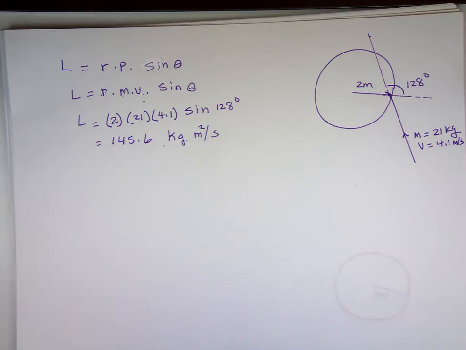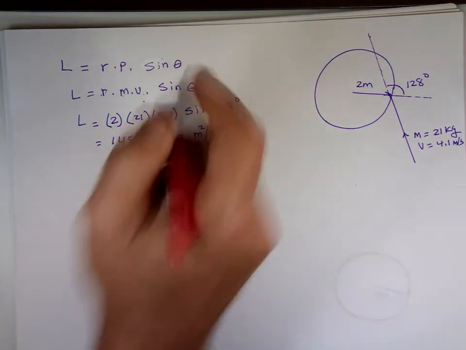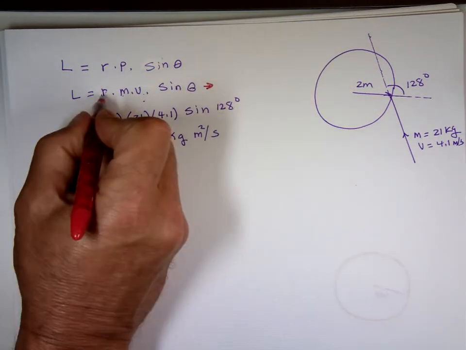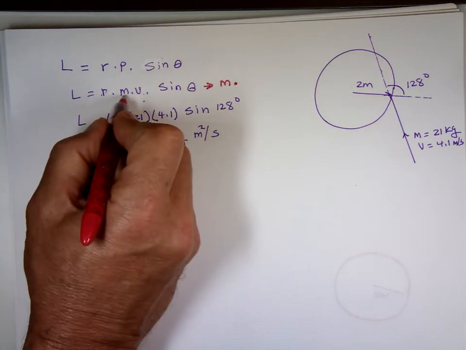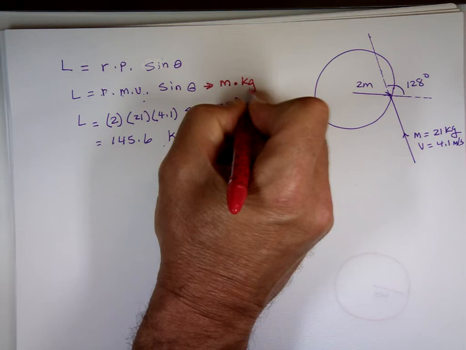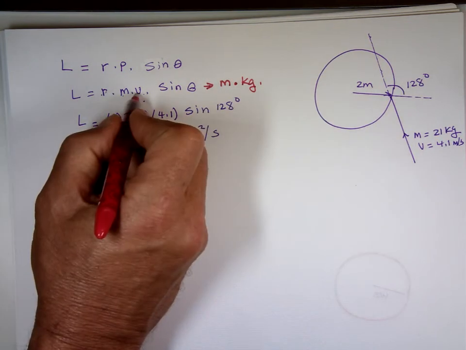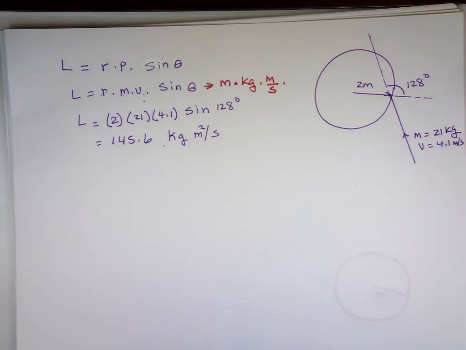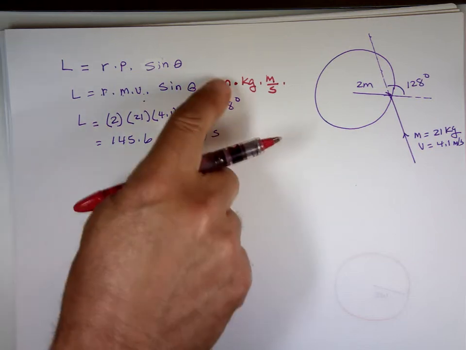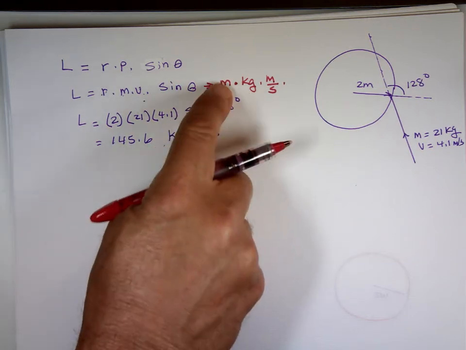Why did I write these units? Look at the equation. What are the units for R? Meter. What are the units for the mass? Kilogram. What is the unit for velocity? Meter per second. And the sine has no units. Unitless. Sine, cosine have no units. It's a side divided by a side. No units for that. So it's kilogram meter squared over second.